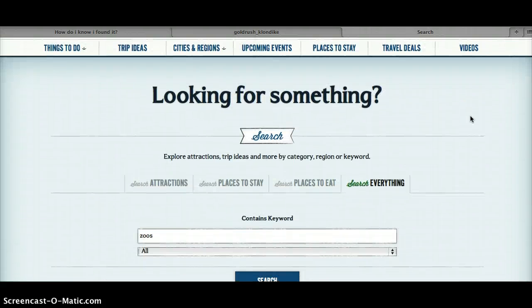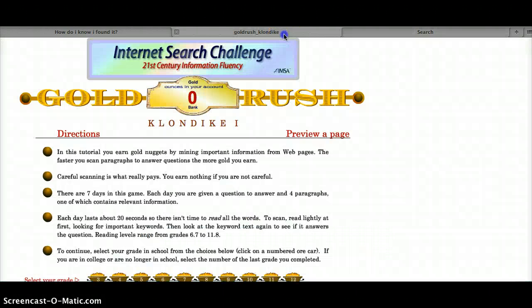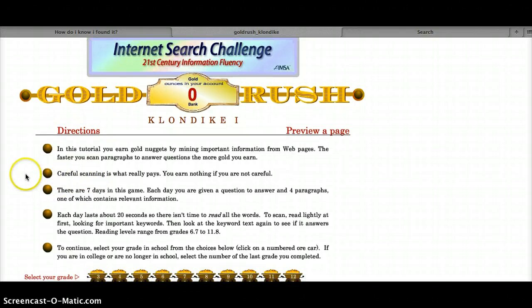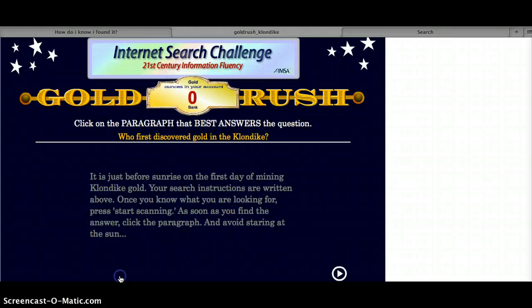now this is a skill I would like you to practice, finding the information you need in books and in websites. So I would like you to go to the site that I have bookmarked called the Gold Rush Klondike Challenge. Okay, you're going to mine important information from web pages. The faster you scan paragraphs, answer questions, the more gold you earn. But what really pays is the careful scanning, okay? So you're going to select your grade, which is 4. All right? Click on the paragraph that best answers the question.